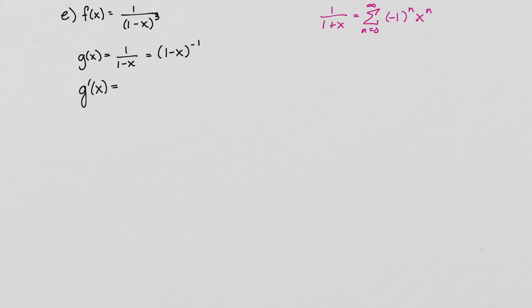Okay, so the negative would come down. I'd have negative 1 minus x, and then what power would that be to? Right, the power comes down in front, and then you, remember, subtract 1 from the power. So it would be to the negative 2. And then you have to multiply times the derivative of the stuff inside. So the derivative of the stuff inside is negative 1. So really this is 1 minus x to the negative 2 power.